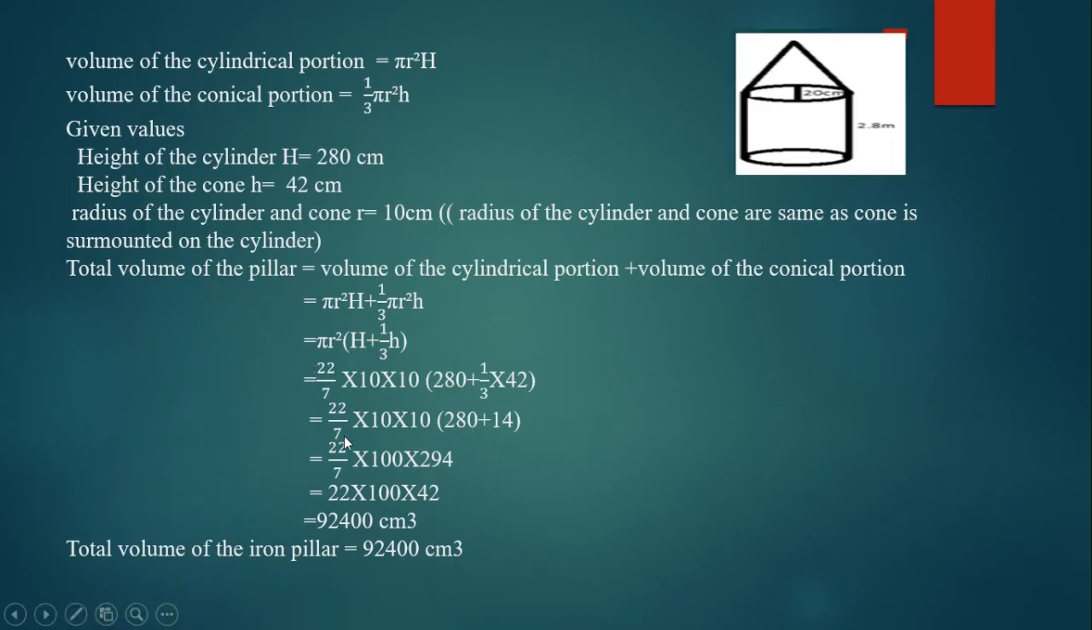Now 22 by 7 into 10 into 10, here I am simplifying in brackets first. 3 gets cancelled in 42, 14 times. So finally, 280 plus 14, 294. 10 into 10, 100. 22 by 7, again 7 gets cancelled in 294, 42 times. Then finally how much did we get? 92,400 cubic centimeters. This is the volume of the iron pillar. The total volume of the iron pillar is 92,400 cubic centimeters. Okay, clear?